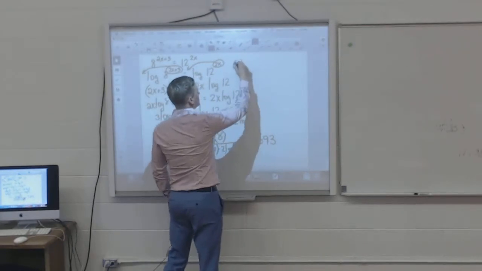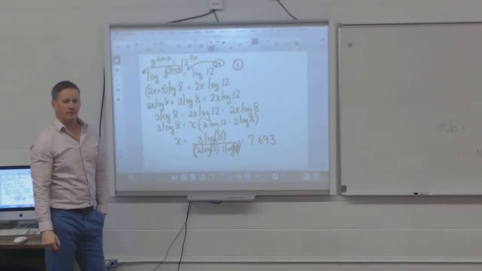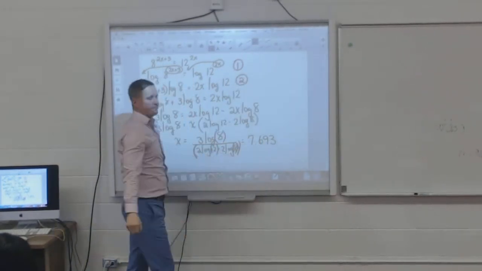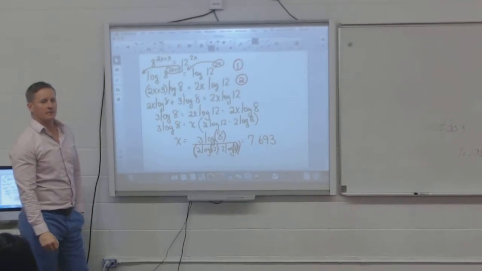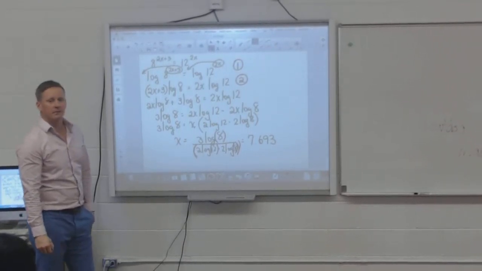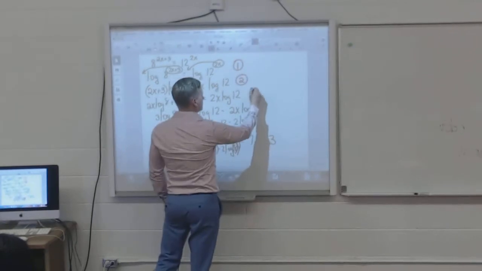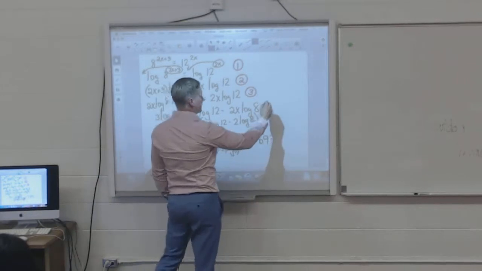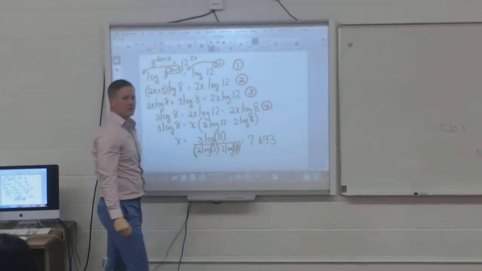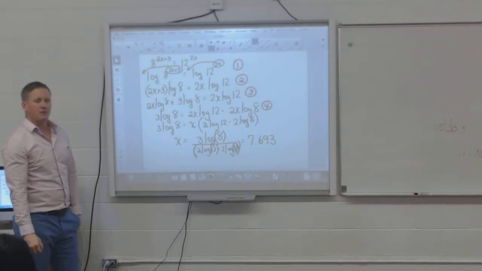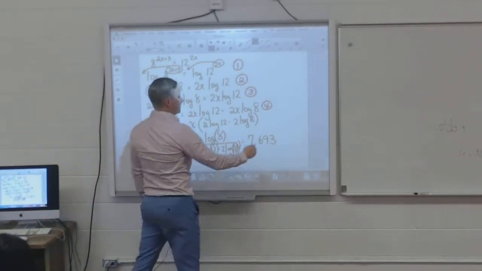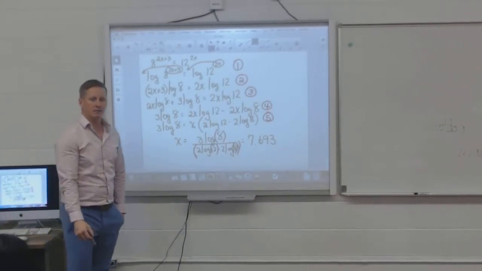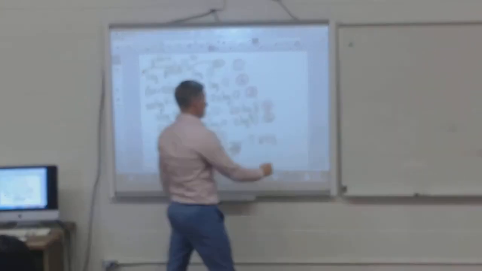So, let's review our steps, okay? Step number 1 for us was log both sides. Step number 2 was what? Move the exponents to the front. Step number 3 was multiply through the brackets. Distribute, very well said. Step number 4 was get the x's to one side. Step 5 was isolate x, and step 6 was use your calculator to solve. Awesome.